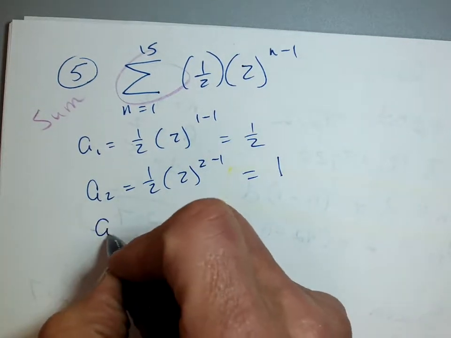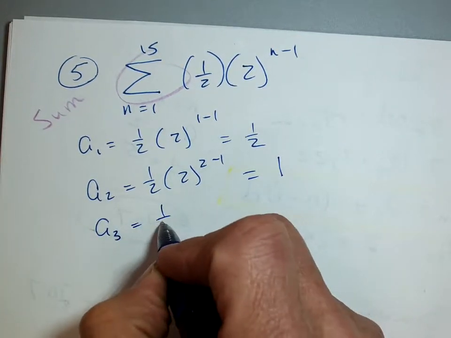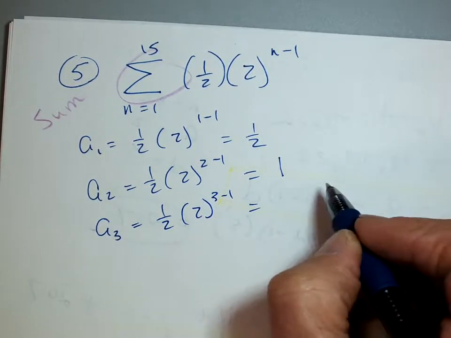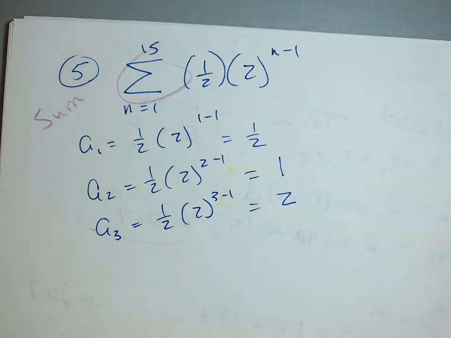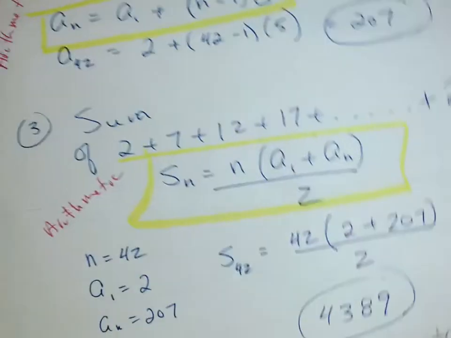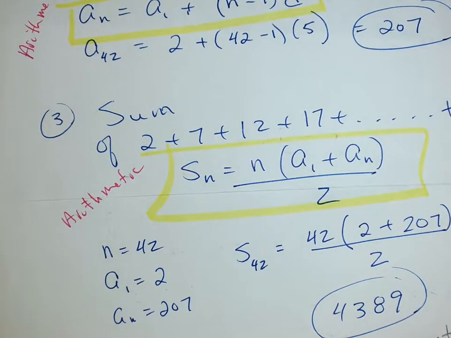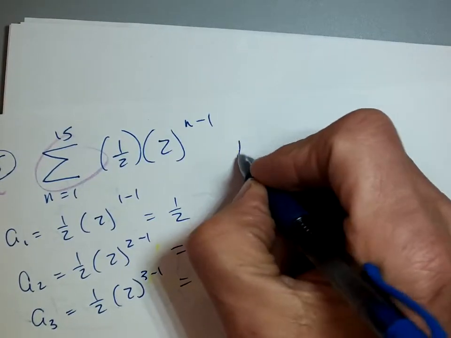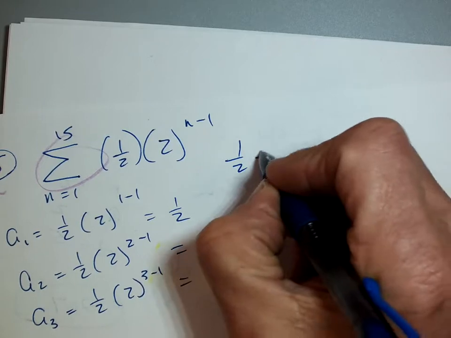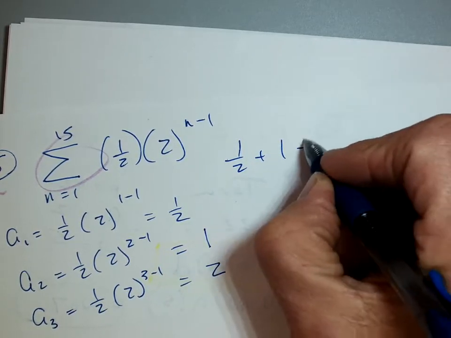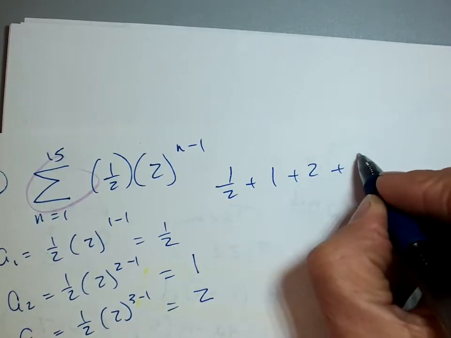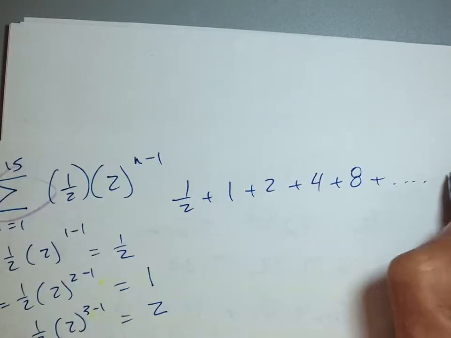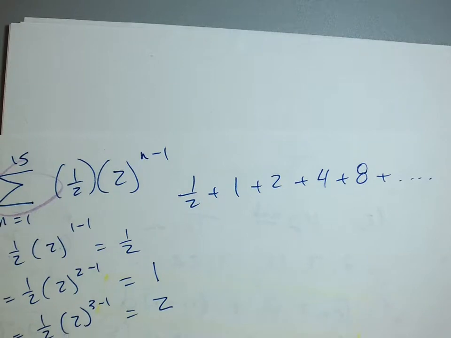A3 is 1/2 times 2 to the 3 minus 1. Turns out to be 2. It's the exact same pattern we just did, isn't it? So it really is 1/2 plus 1 plus 2 plus 4 plus 8 plus dot dot dot plus my last term, right?